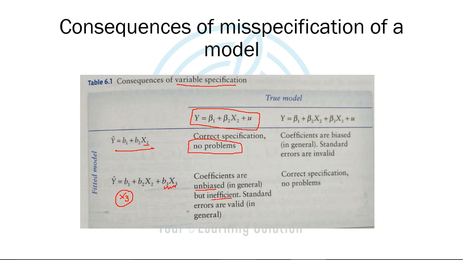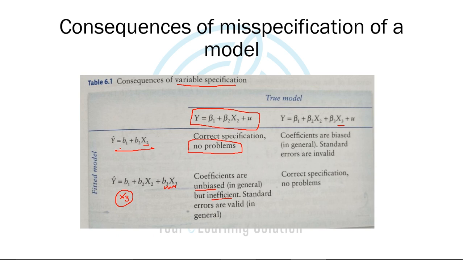So now what do we mean by inefficient? When we say inefficient, we mean that they won't satisfy the minimum variance property. Okay, unbiasedness means that if we take repeated samples, then the expected value of b2 will be equal to beta 2. That is, in the distribution of b2, the expected value of the distribution will be beta 2.